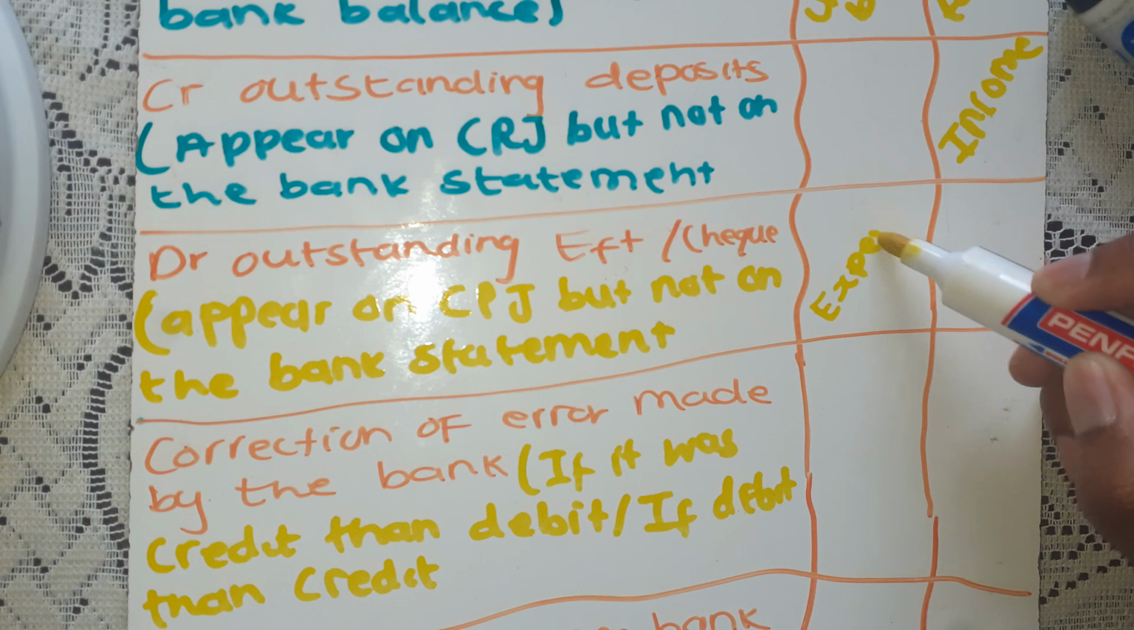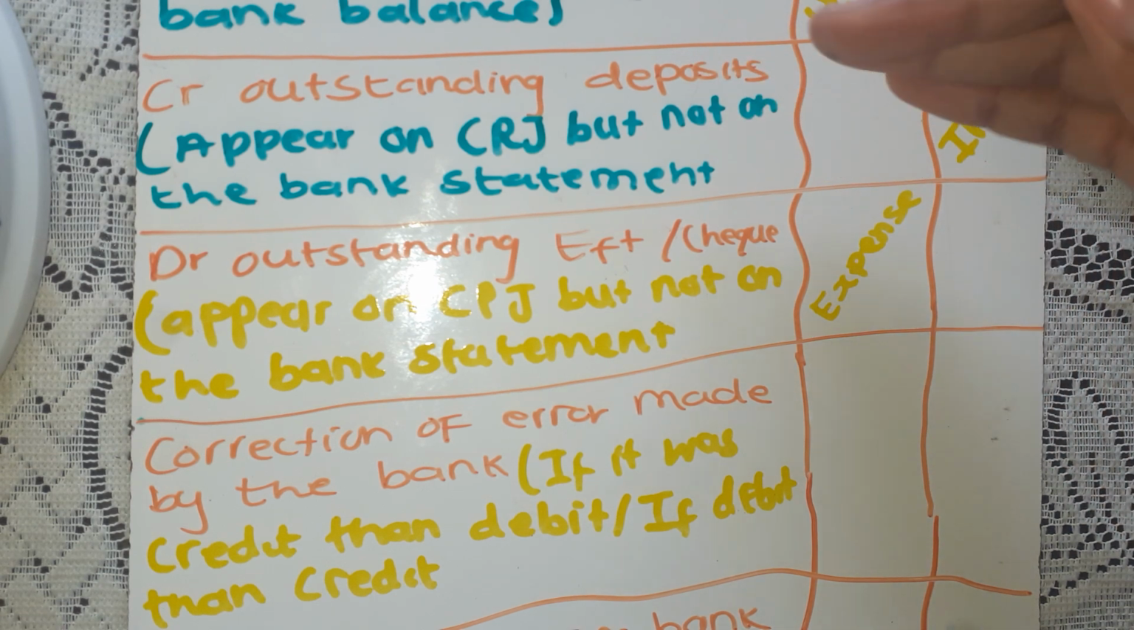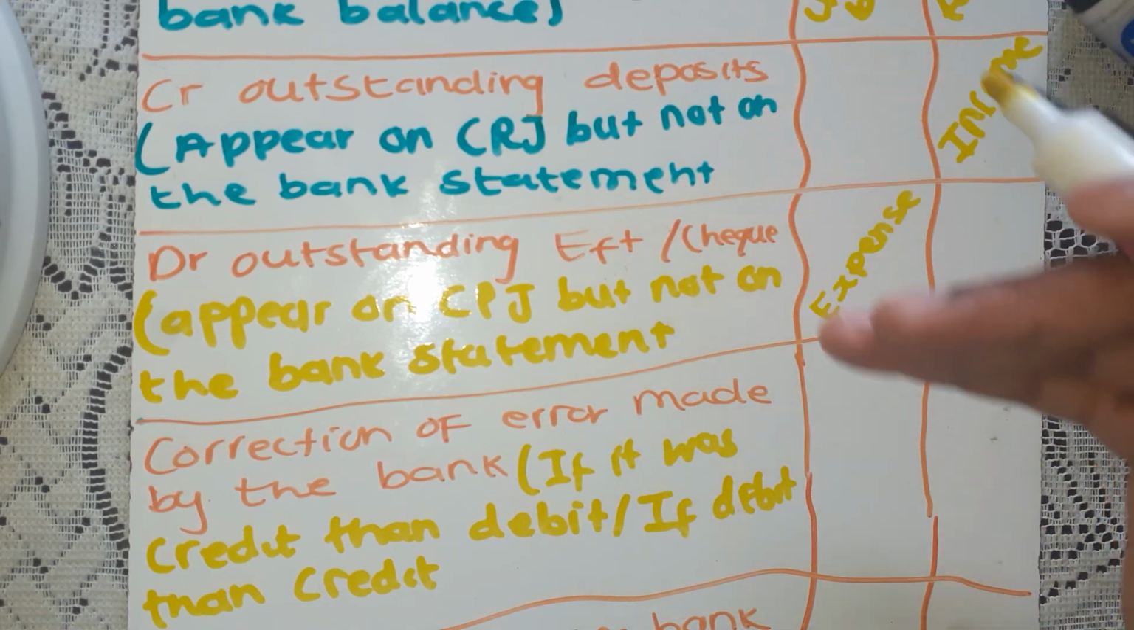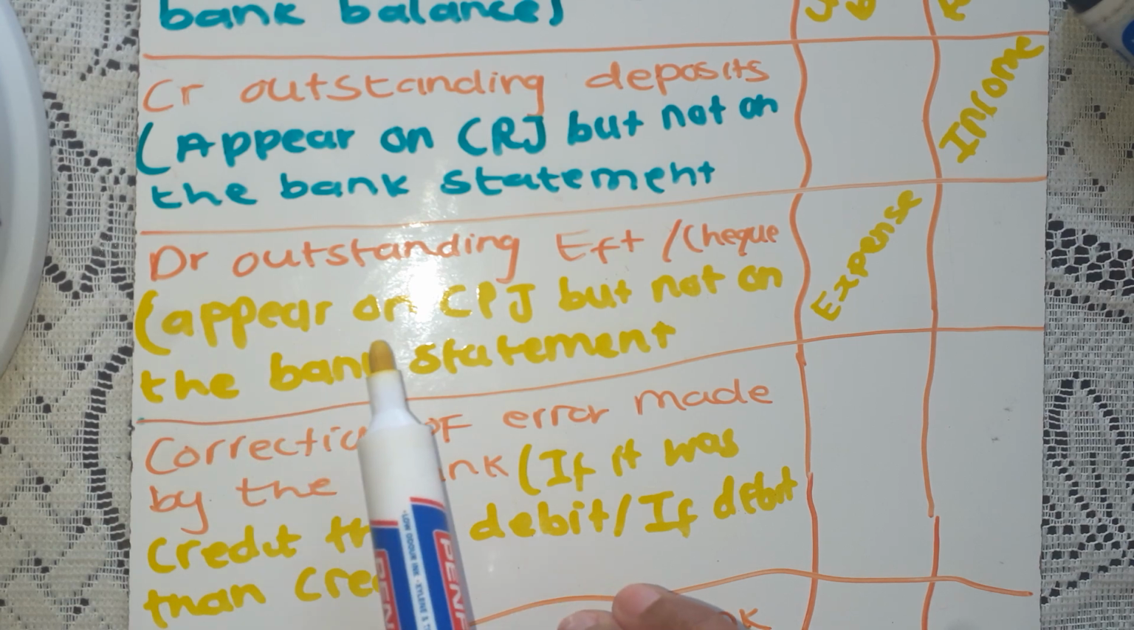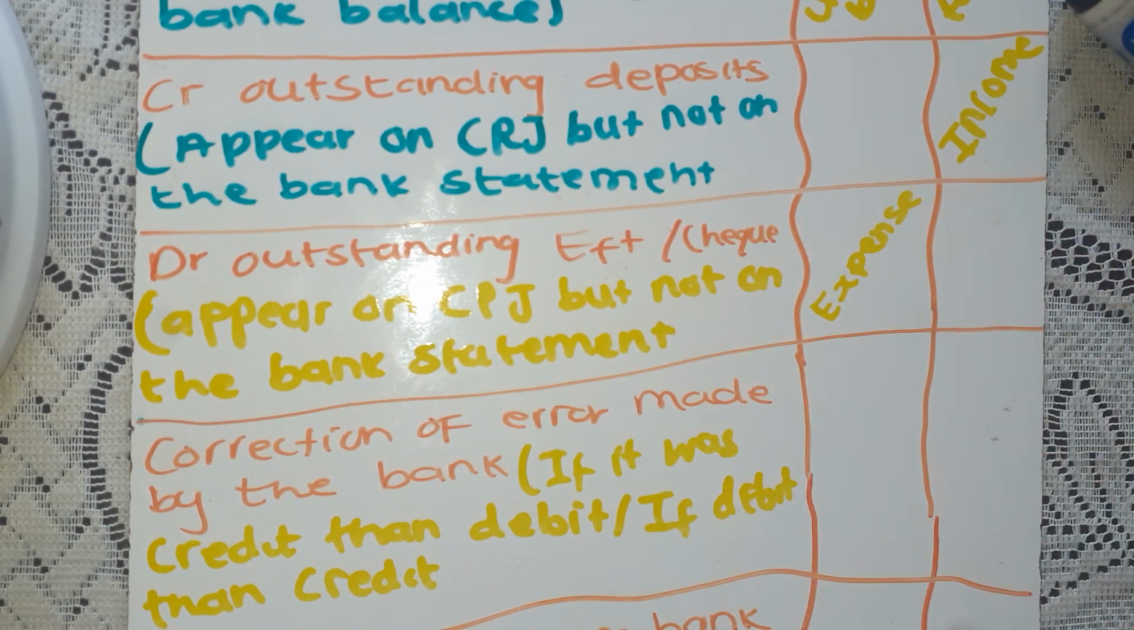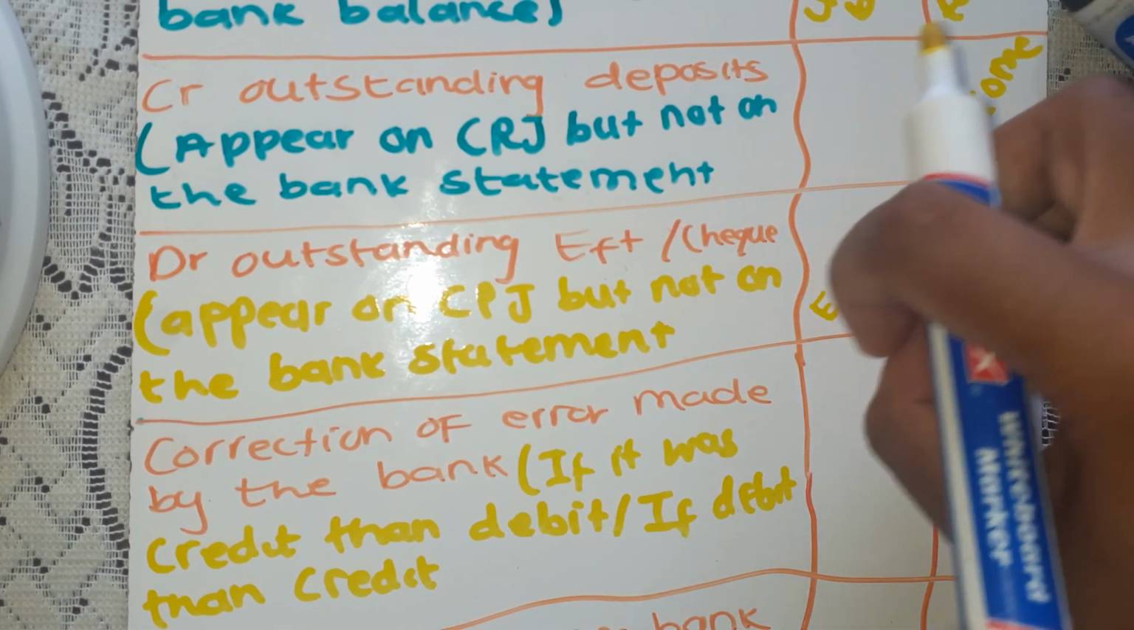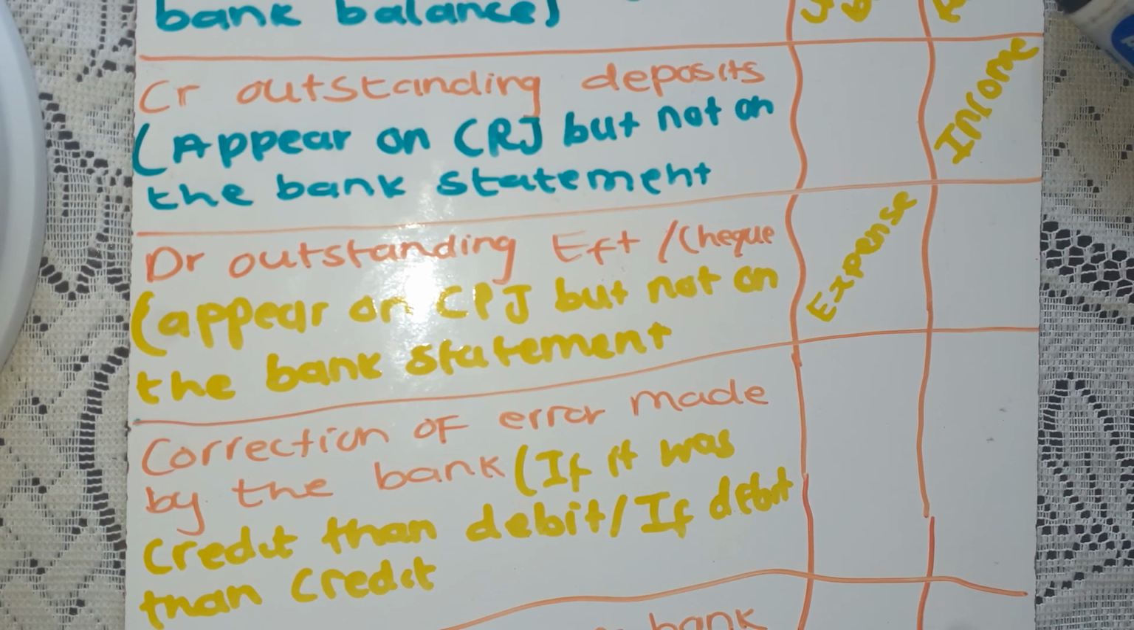We're going to list them. You might have a certain number of outstanding deposits, you list them. And then you might have a certain number of outstanding EFTs, you also list them. You don't just make a total and write them as one. It's very important.